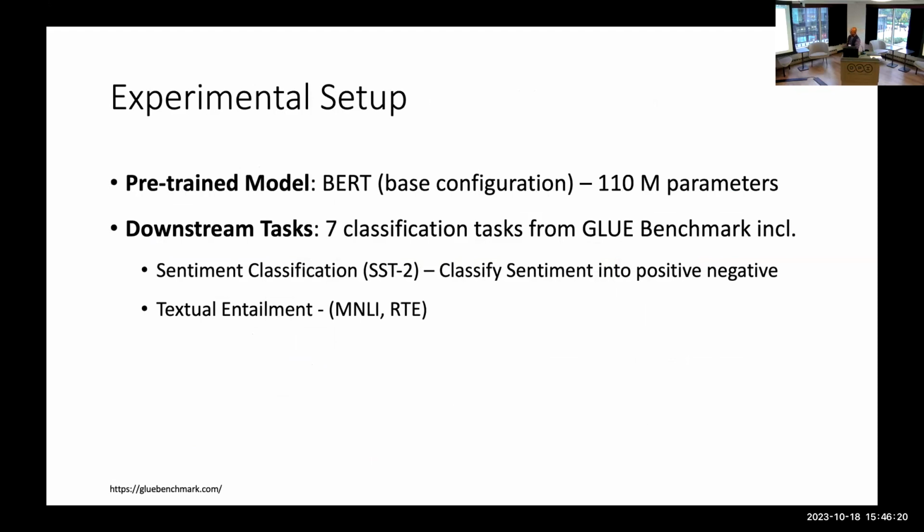So this is the context in which this evaluation was done. This is the standard NLP benchmark suite called the GLUE benchmark suite. And we start with the pre-trained BERT model, which has 110 million parameters. And there are 7 tasks in the GLUE benchmark, including sentiment classification and textual entailment.